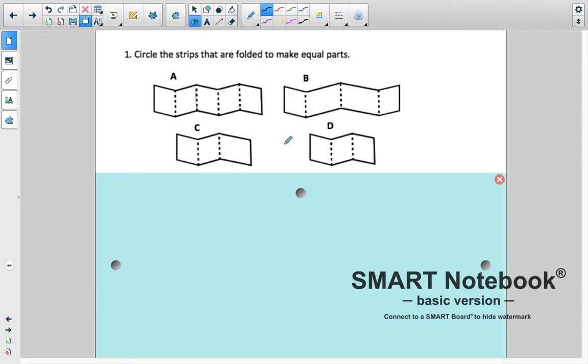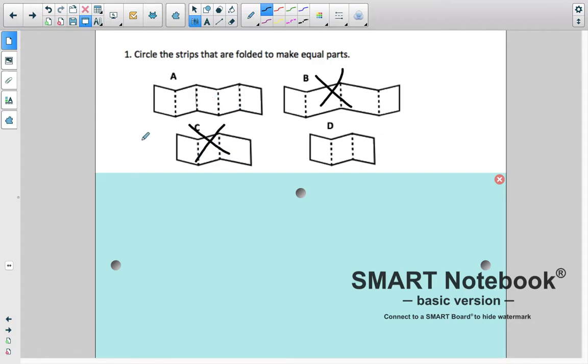So if I look at this, which one do you think doesn't look equal? If I look at B, I see that these pieces are a lot bigger than these ones on the side. So I'm going to cross B out. What else doesn't look equal? Well, C definitely does not look equal because look at how big that piece is compared to this one. So I'm going to cross that one out.